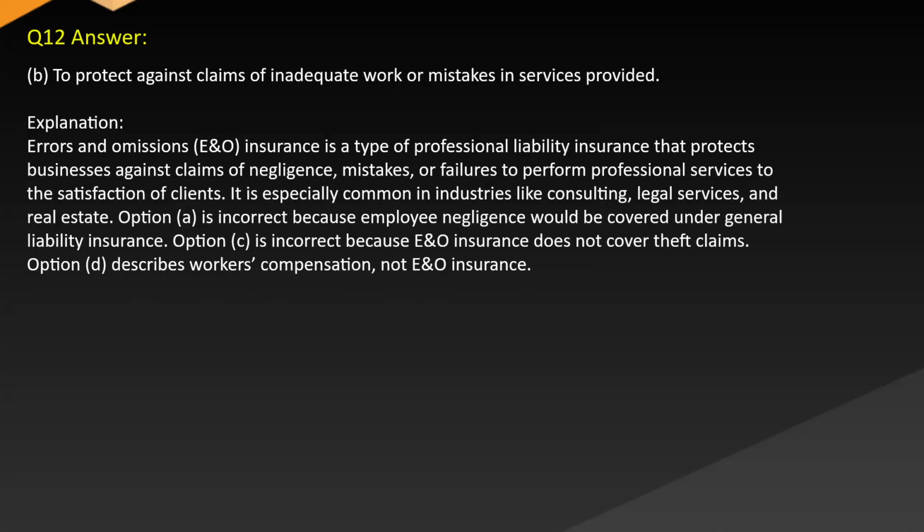Answer B. To protect against claims of inadequate work or mistakes in services provided. Explanation: errors and omissions (E&O) insurance is a type of professional liability insurance that protects businesses against claims of negligence, mistakes, or failures to perform professional services to the satisfaction of clients. It is especially common in industries like consulting, legal services, and real estate.